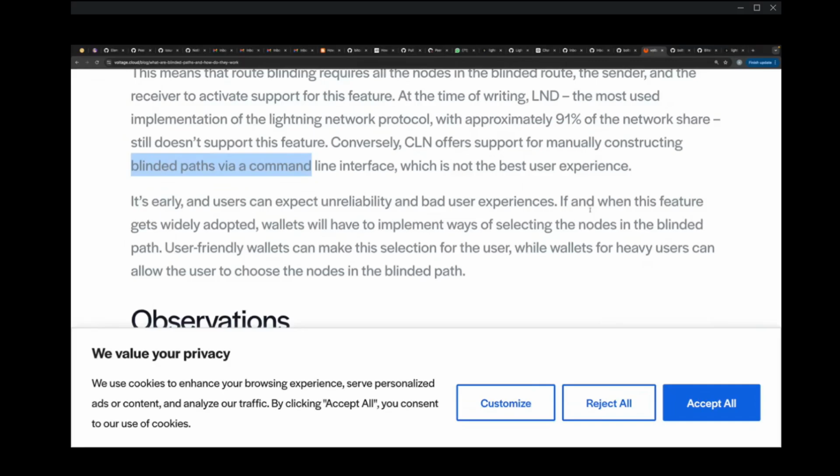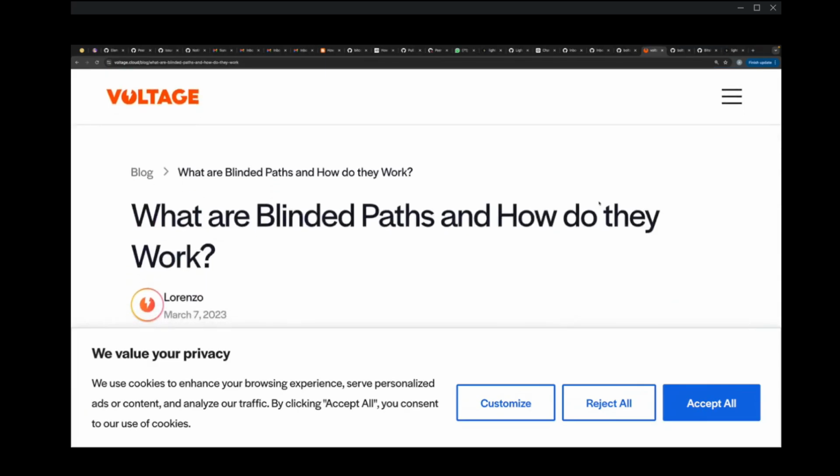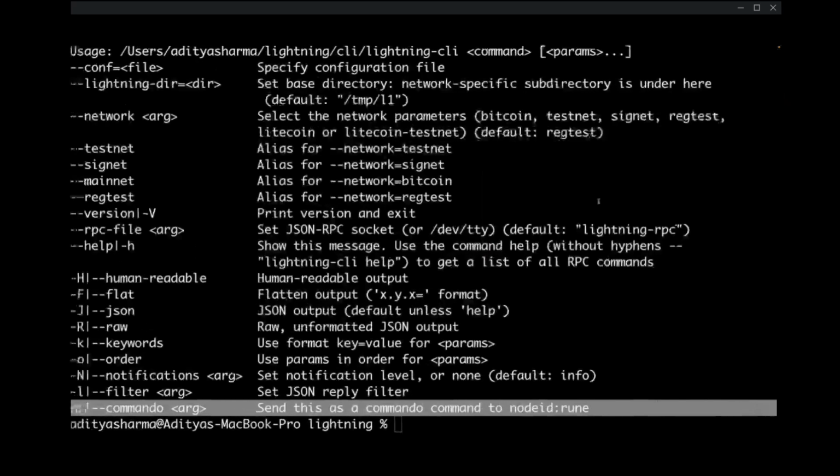Yeah, so this was a brief introduction to blinded paths. If you have any doubt, feel free to ask questions.